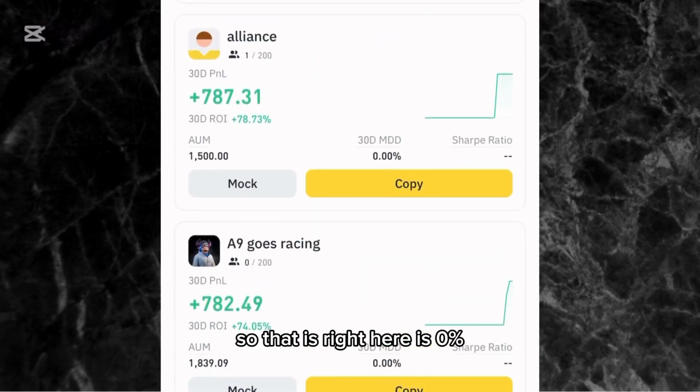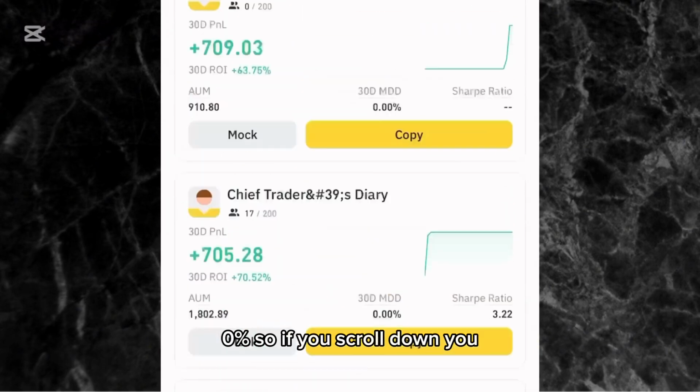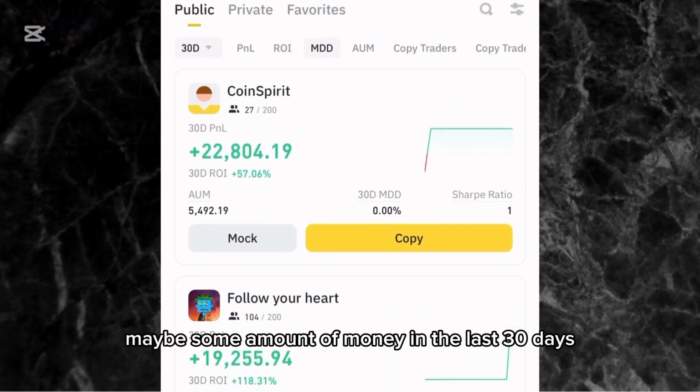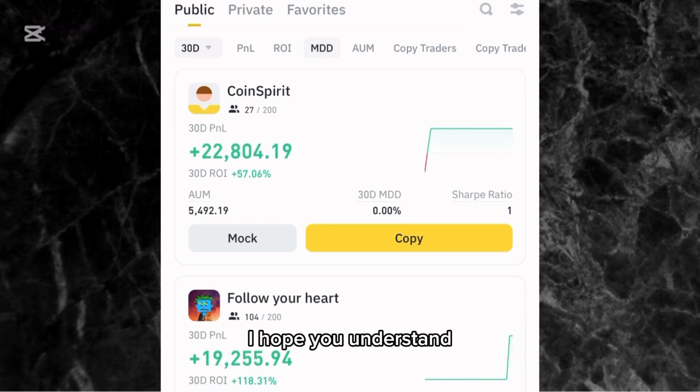So you can see right here, it's still 0%, 0%. So if you keep scrolling down, you see some people who have lost maybe some amount of money in the last 30 days. I hope you understand. So MDD again means maximum drawdown.